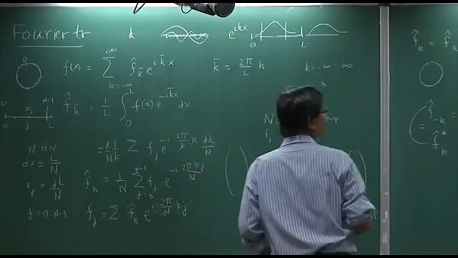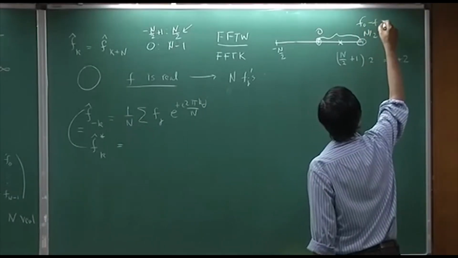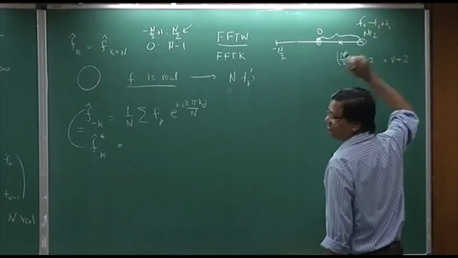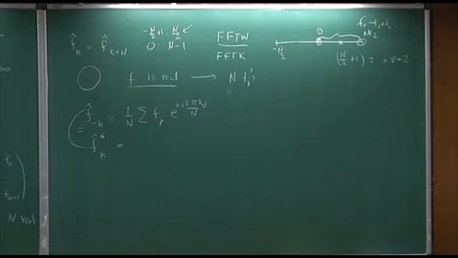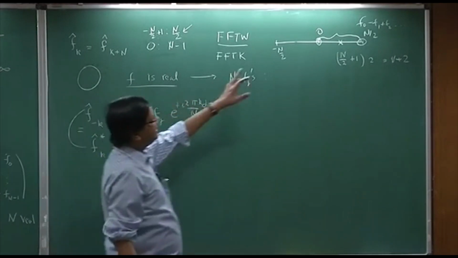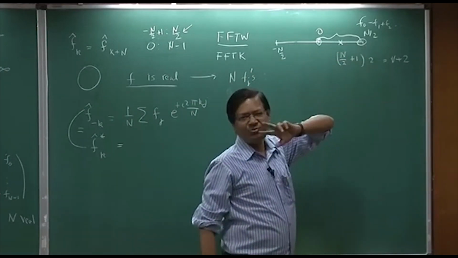So, this corresponds to f0 minus f1 plus f2 and so on. Both are real. So, now everything is in order. Indeed we have n by 2 complex numbers, but two of them are purely real.